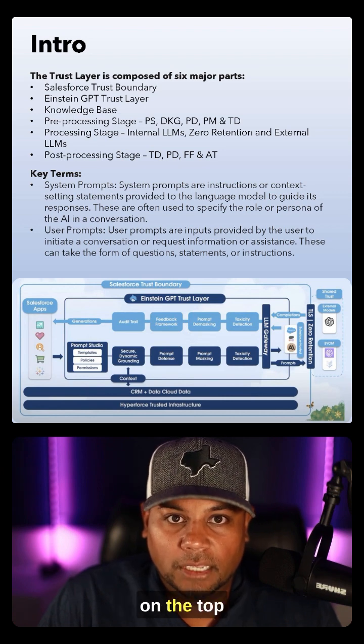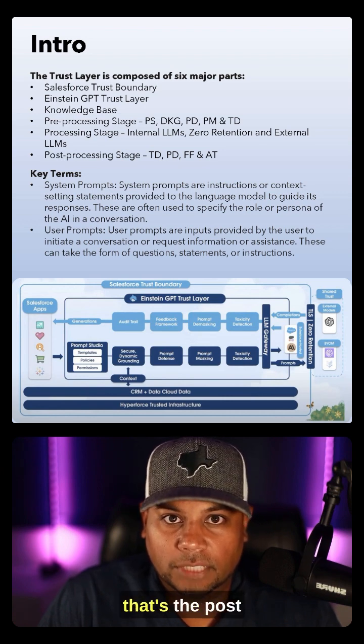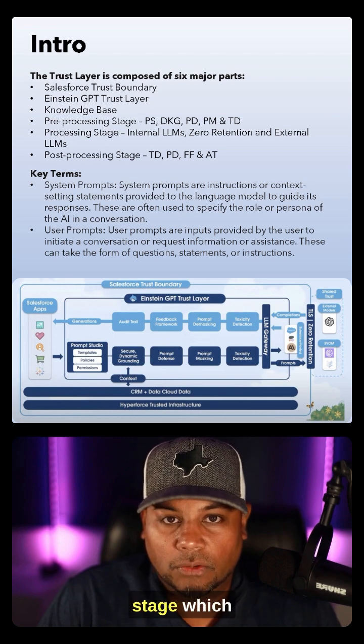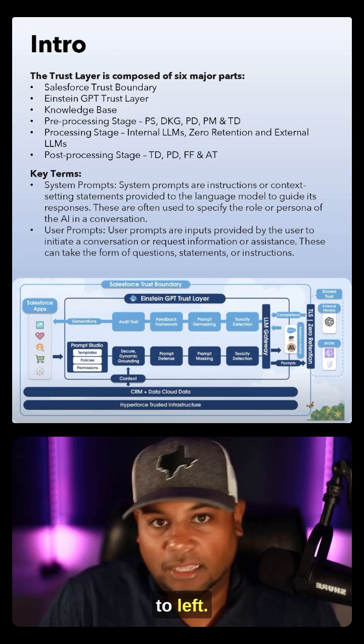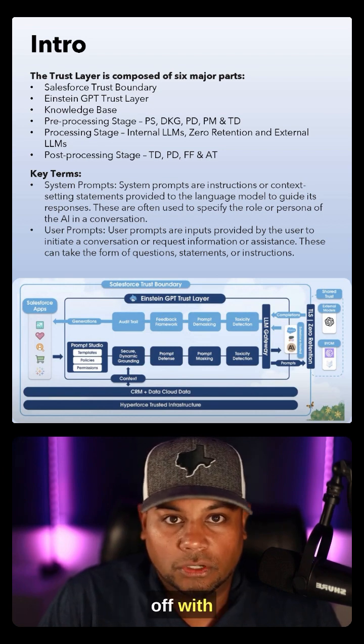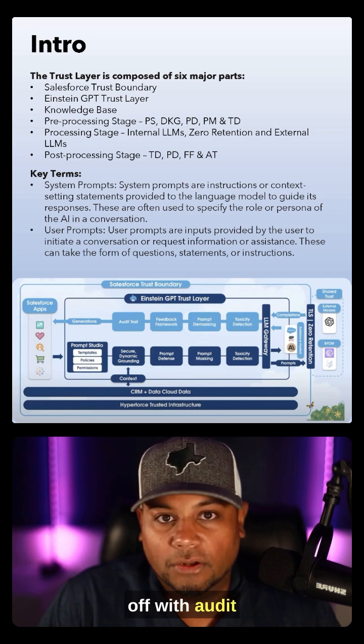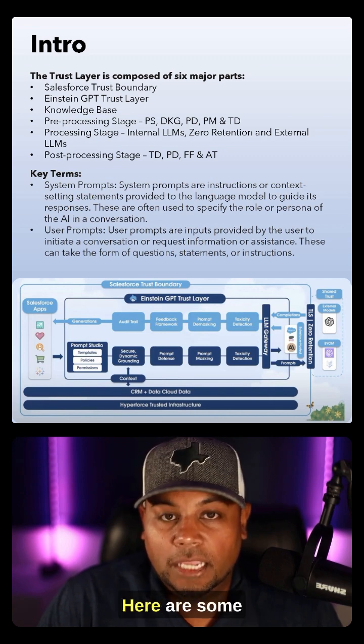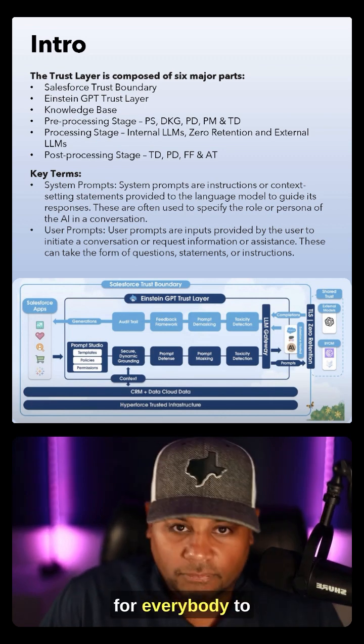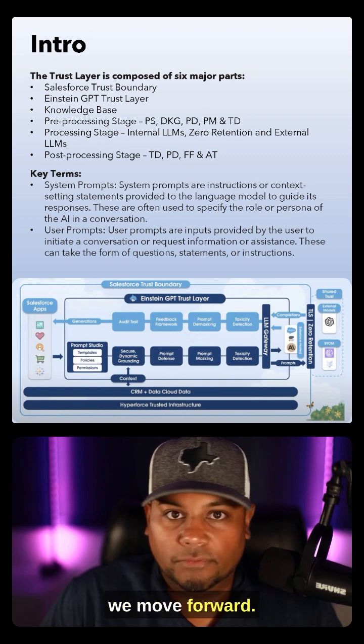And then finally on the top in the light blue boxes, that's the post-processing stage, which we'll read from right to left. So we'll start off with toxicity detection, then prompt demasking, feedback framework, and finally end it off with audit trail. Here are some key terms I think it's important for everybody to understand before we move forward.